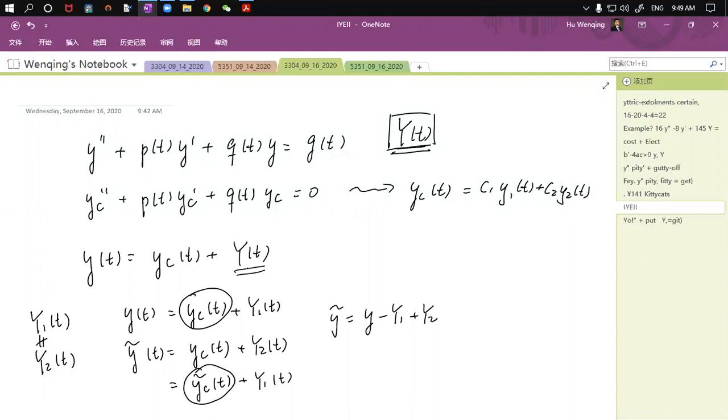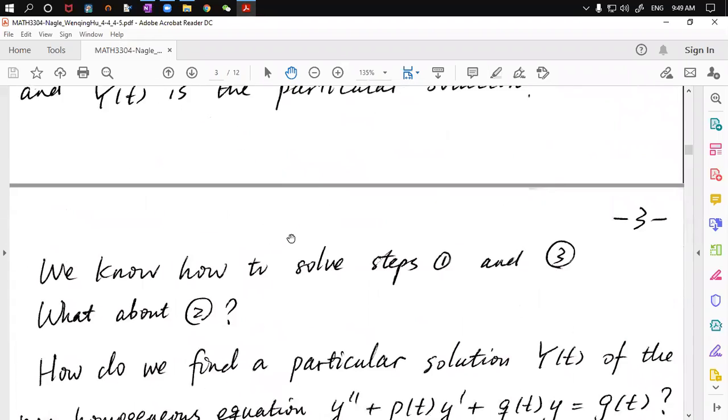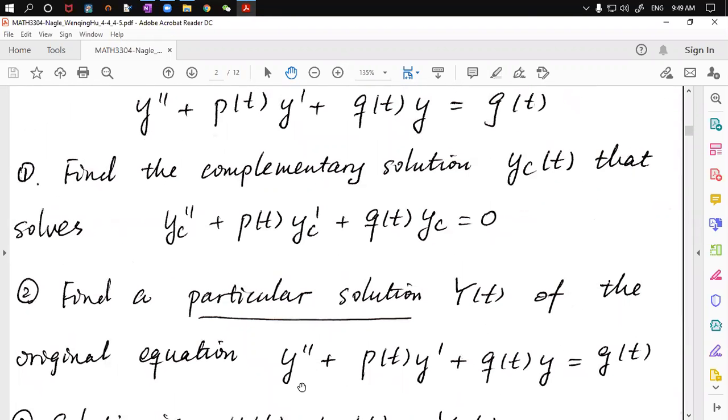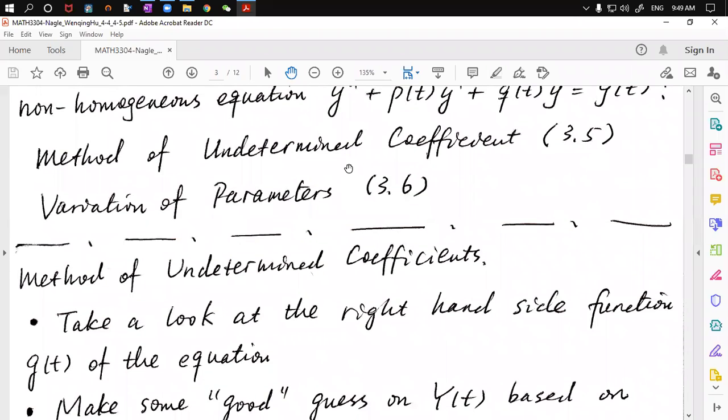Okay, so that's the whole thing. Our whole business is now reduced to the task of step 2, where I want to find a particular solution of the non-homogeneous equation. How to do that? Here we're going to talk about 2 different methods. One method is called the method of undetermined coefficients. Another method is called the method of variation of parameters. So there are 2 different methods of determining these solutions.